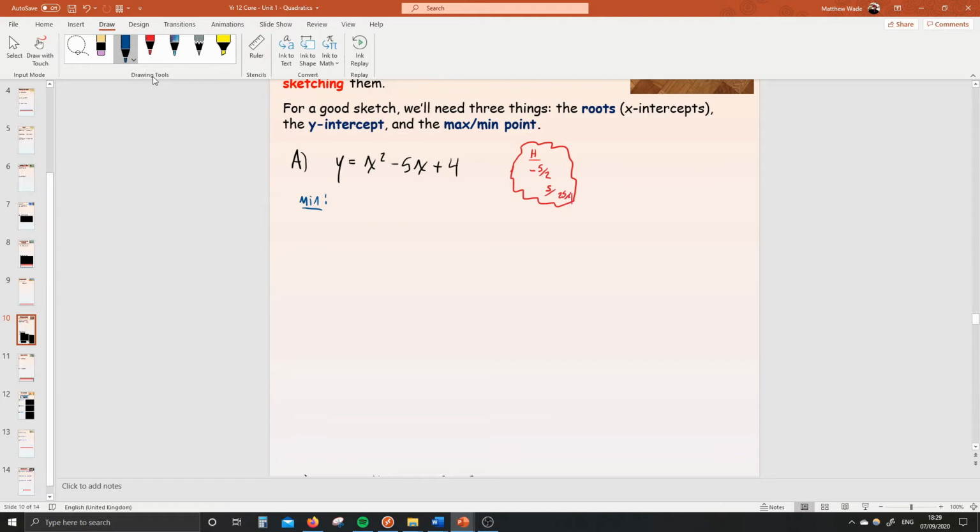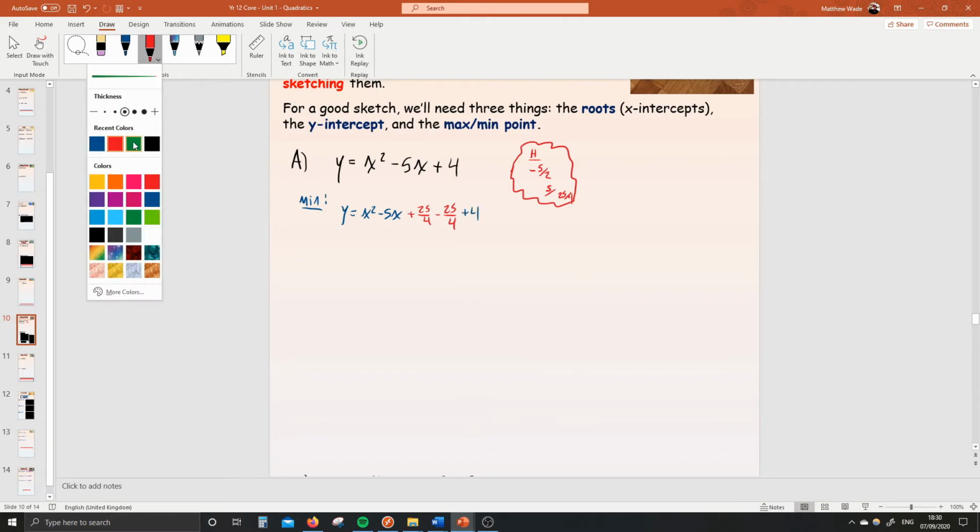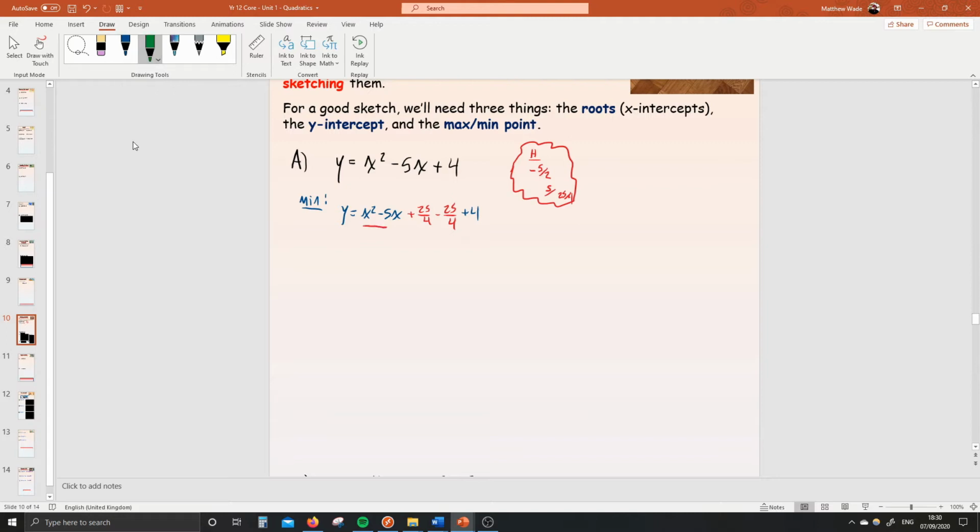So your very first step is going to be this: y equals x squared minus 5x, then plus 25 over 4 minus 25 over 4, and then your plus 4 follows. Just like what we did last week. Now, as if by magic, these first three terms are guaranteed to be a perfect square, which means they factorize to two brackets that are the same as each other. You know that it's just going to be x minus 5 over 2, all squared.